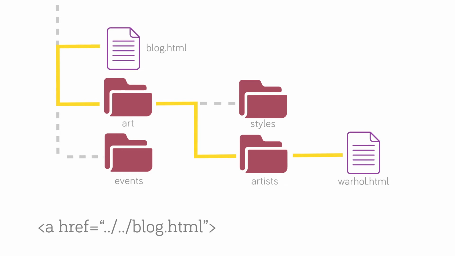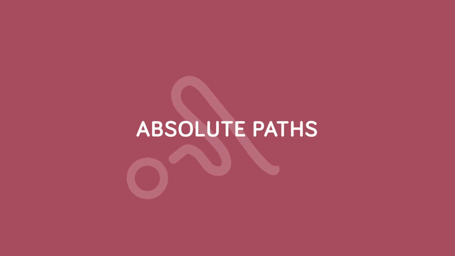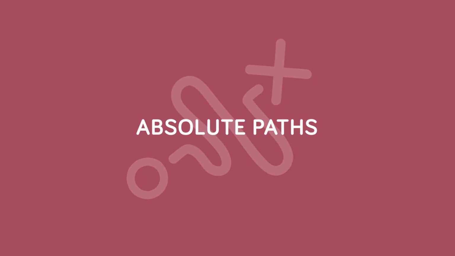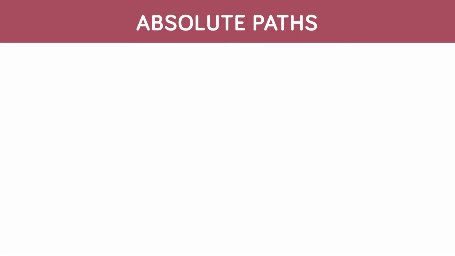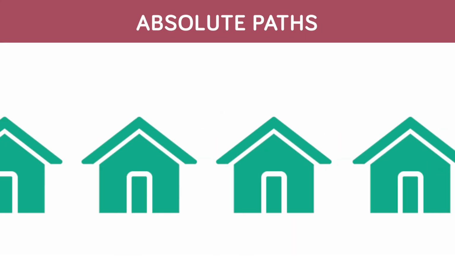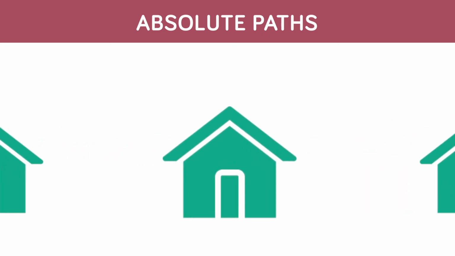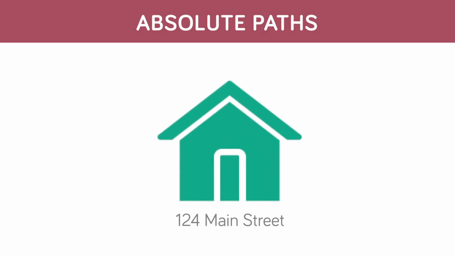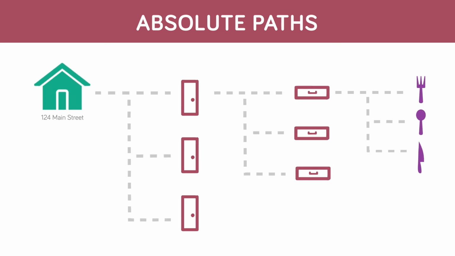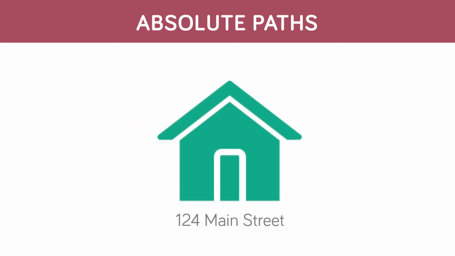So far, we've been talking about finding files in our own site using relative file paths. But when we point at something on a different website, we use absolute file paths. Let's return to our house metaphor. If websites are houses, and we need to tell someone how to find something in someone else's house, we would use that house's address. So we might say, find 124 Main Street, then go into the kitchen, then go to the top drawer and find a fork. So the file paths work the same way, but we need to specify which domain name, also referred to as a web address, that we're talking about first.